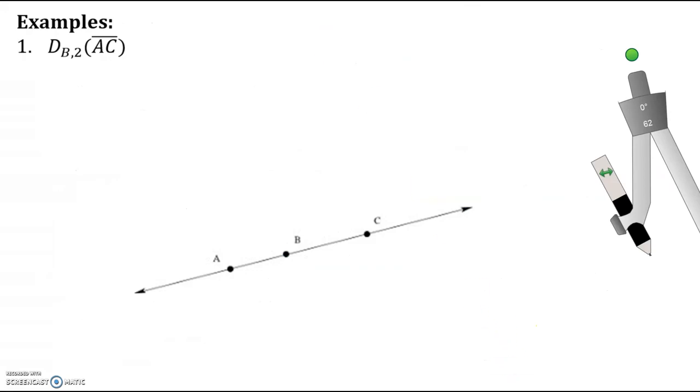So if you read your notation, it says that we are going to do a dilation, capital D. The center of dilation is going to be B. So that means B is going to remain fixed. You don't move your center. And then 2 here is your scale factor. So that tells me that everything is going to be twice the distance from point B.